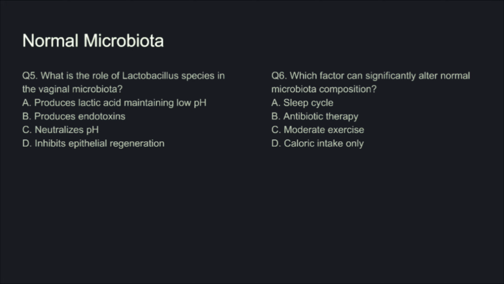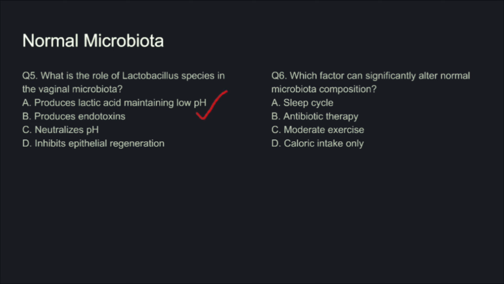Now question number 5. What is the role of Lactobacillus species in the vaginal microbiota? Your options are A. Produces lactic acid maintaining low pH, B. Produces endotoxin, C. Neutralizes pH, D. Inhibits epithelial regeneration. So the correct answer for this question is option A. Produces lactic acid maintaining low pH.